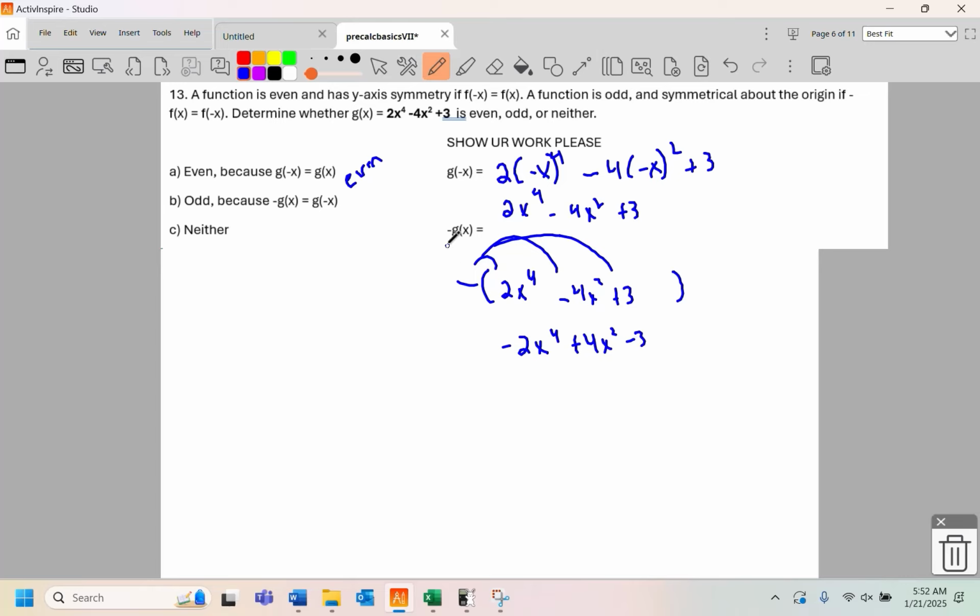And you can tell that what they're saying here does not line up. These two do not match. Sometimes they do, but this is not odd because this isn't true. So it's got to be choice A. I don't know why I circled that earlier, but it's choice A, it's even, because when you plug in negative x, you get the original function back.